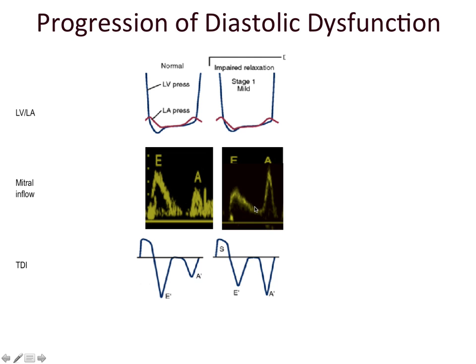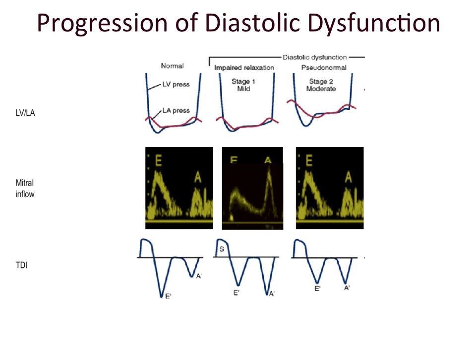For the most part, left atrial pressure is usually normal. It can be elevated in this circumstance. With progression of diastolic heart failure or diastolic dysfunction, or with a bolus of fluid, you may get pseudonormal. Pseudonormal because this looks like this. Your E is now taller than your A.